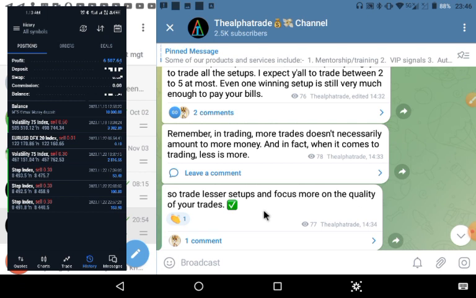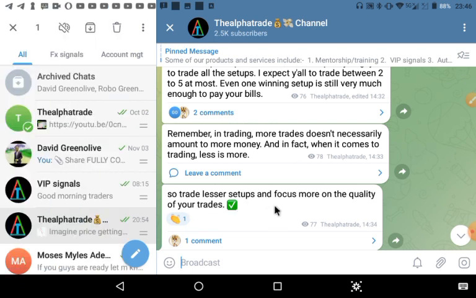in the market, and focus on the more quality setups, right? And I say, trade fewer setups and focus more on the quality of your setups. Okay, focus more on the quality of your trades. That's exactly what I said earlier today.